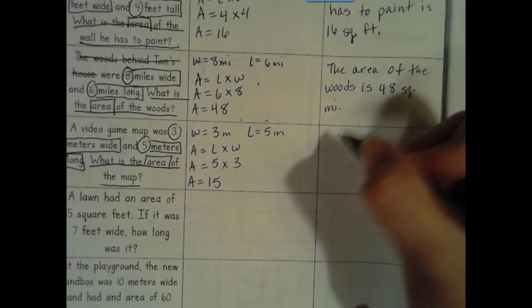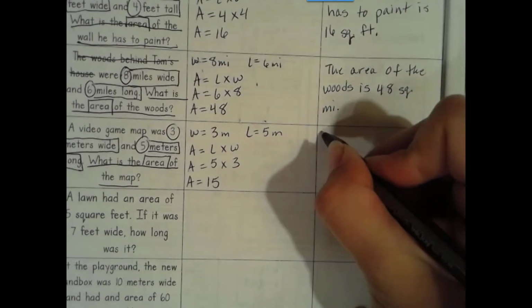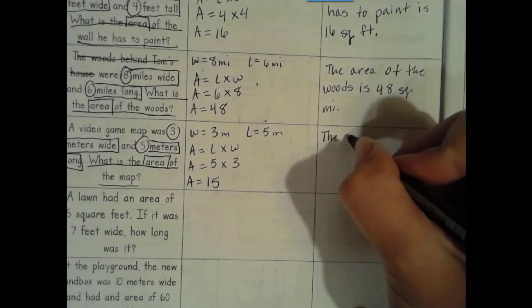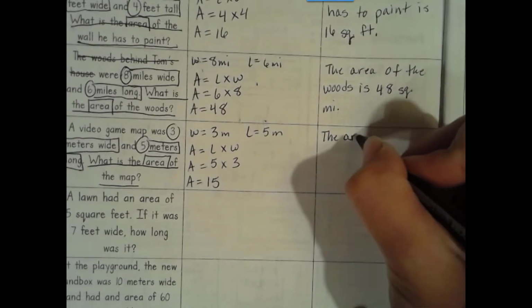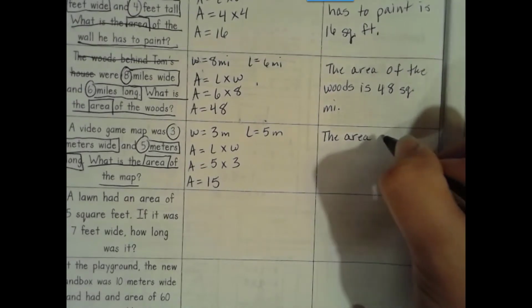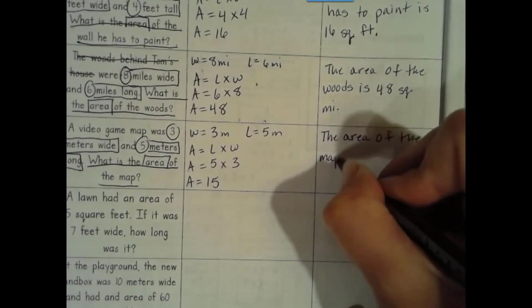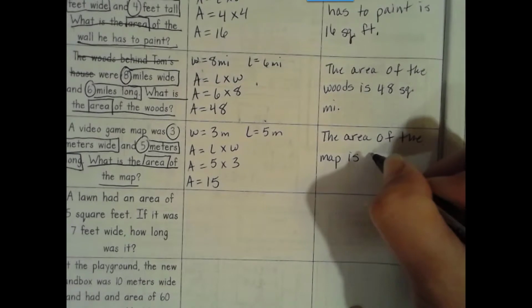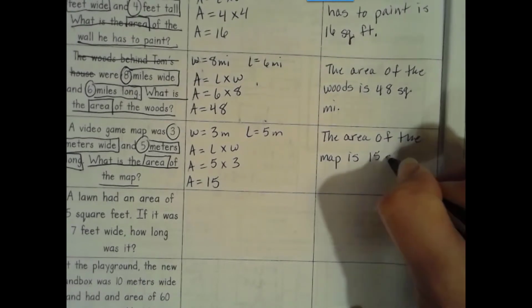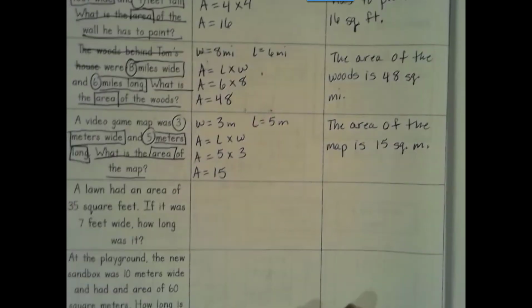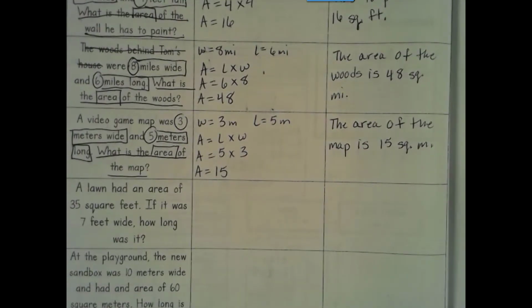This only works for rectangles and squares. Squares are rectangles, so that's why it works for squares. The area of the map is 15 square meters, because 15 squares fit inside.